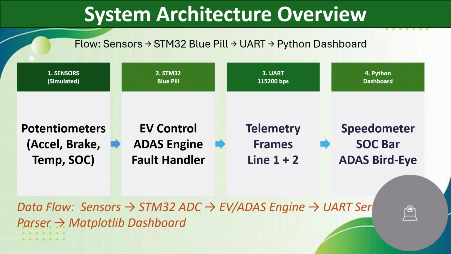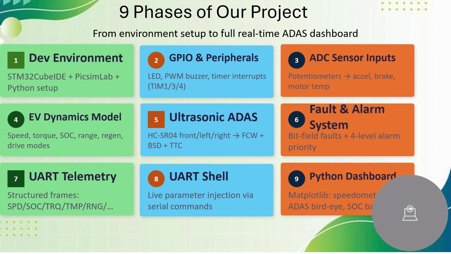In our third slide, we see how we can implement our project. Our project has been implemented in 9 phases, from the environment setup to the full real-time ADAS dashboard. It means that for the successful execution of this project, we need 9 phases to complete it. In the first phase we have the dev environment, where we use STM32 Cube IDE plus Pixim Lab plus Python setup.